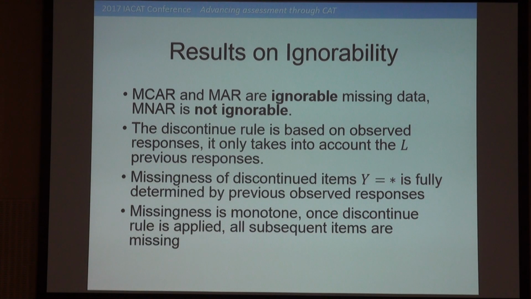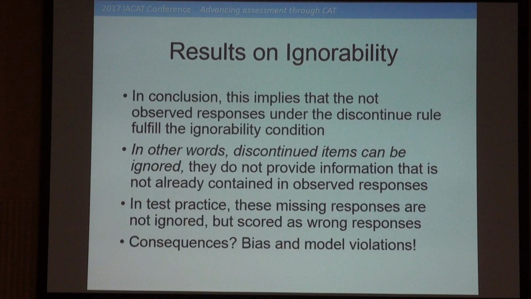That's pretty much what I just said. One additional thing, this missingness is monotone, so from no missing to missing, there's just one jumping point. And essentially you can group people into different groups where this missing data starts. So in conclusion, we have ignorability. Discontinued items can be ignored and shouldn't be treated as wrong. And we see bad things coming out of that.